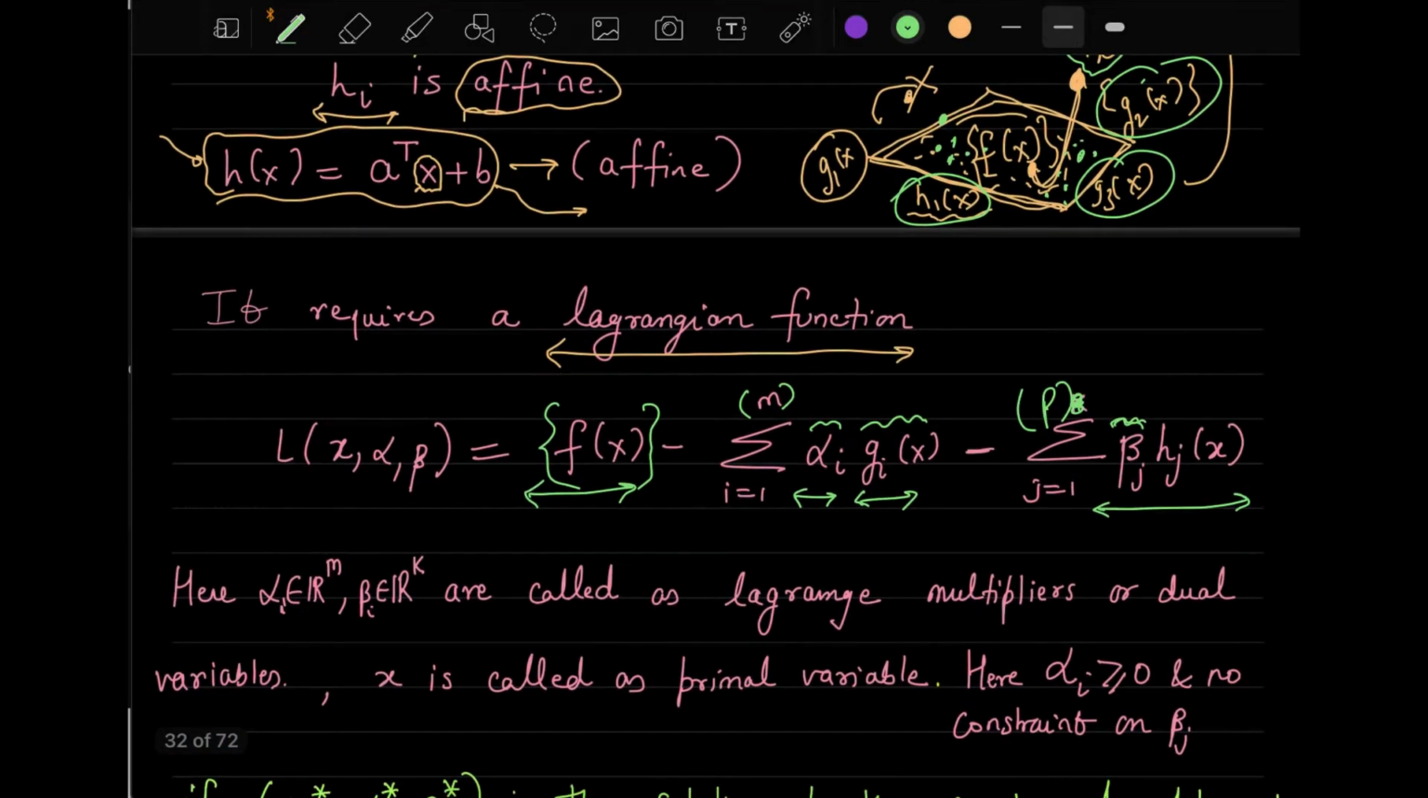So this particular function that we get is called the Lagrangian function. Here you can see that these alpha i's and beta i's are vectors in Rm and Rp. Rather, it's not Rk here, it will be Rp. And these alpha i's and beta i's are called Lagrange multipliers, or they are also called dual variables.